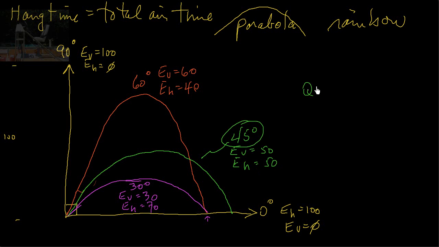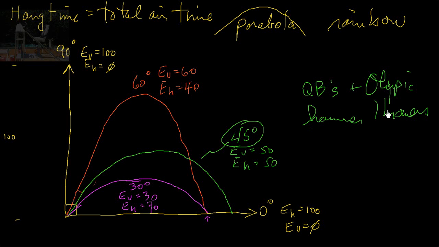Now quarterbacks and Olympic hammer throwers are very familiar with parabolas and launch angles like this, particularly 45 degrees. And so are we now, and we can now put all our technique options together and apply them in the next segment.